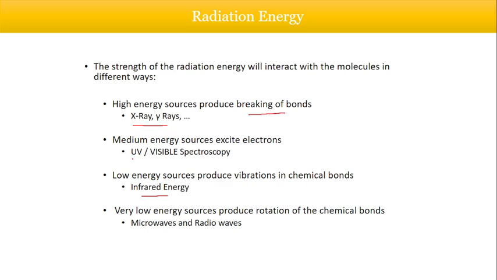Then UV visible we use for exciting of electrons. Then we have the infrared, which are the low energy sources and are used for vibrations. And then we have the very low energy sources, among which we have the microwaves and the radio waves, which are used for the rotation in the chemical bonds.